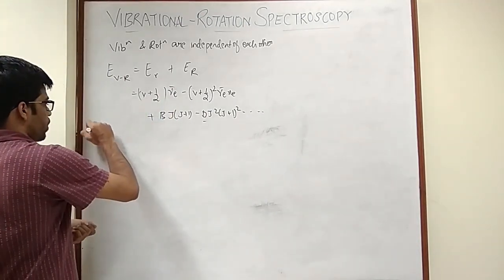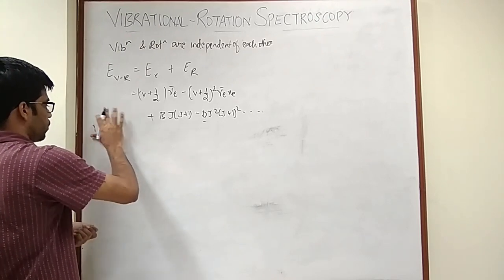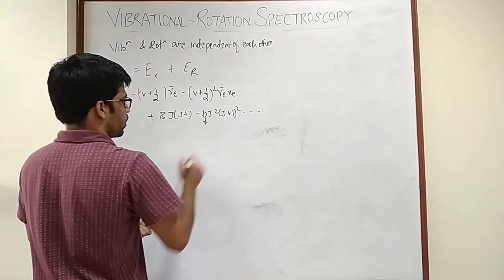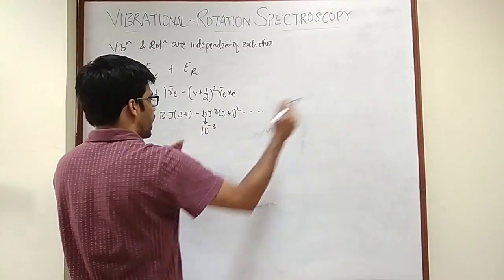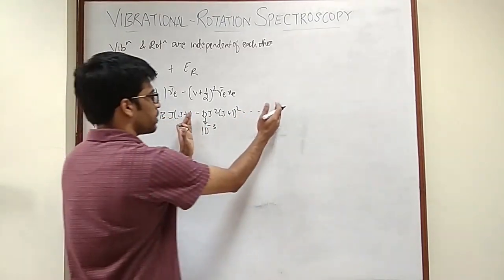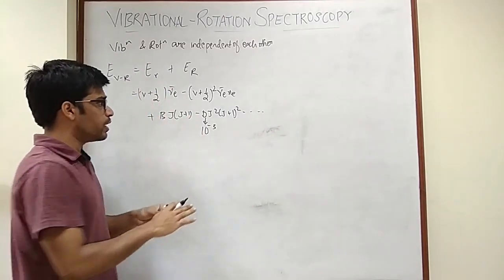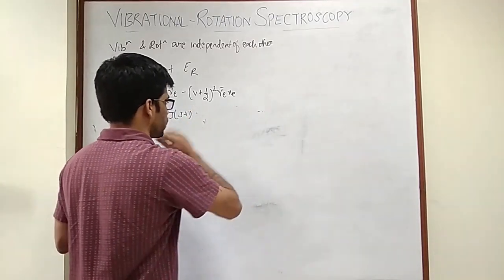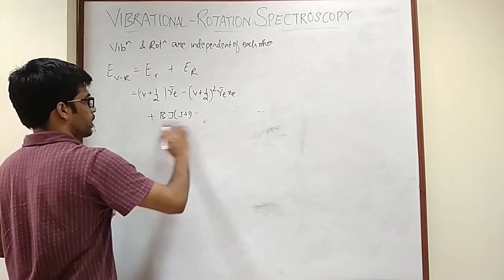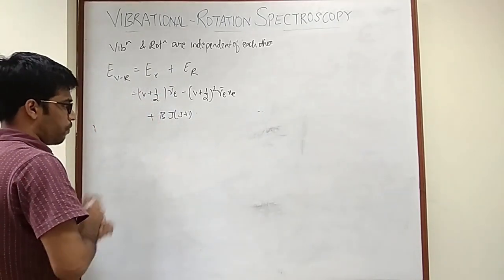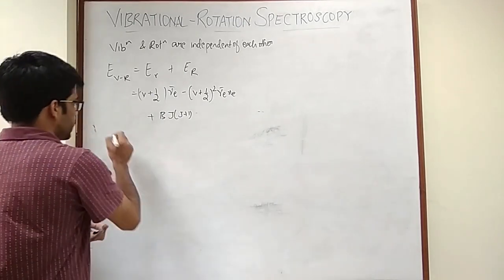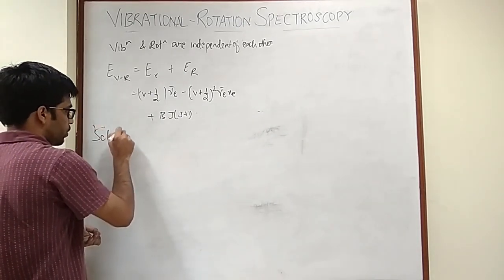Now we know that the value of D is almost 10 to the power minus 3 of B. So that means, and the higher terms go on decreasing, we can consider their contribution to be very negligible, and we can actually remove this. So what we are left with is only this part. Okay, fine. Now what are the selection rules that you can have?